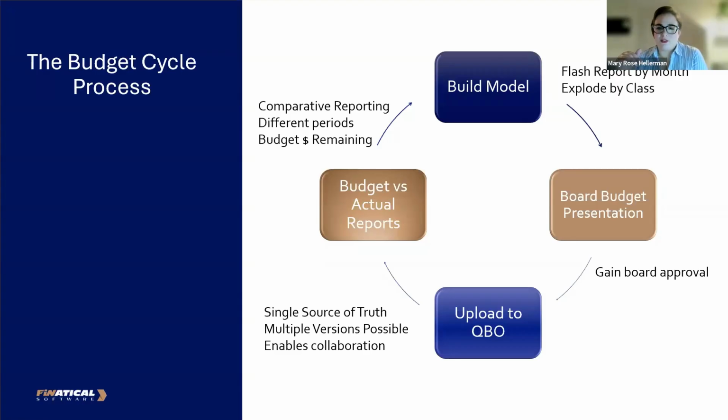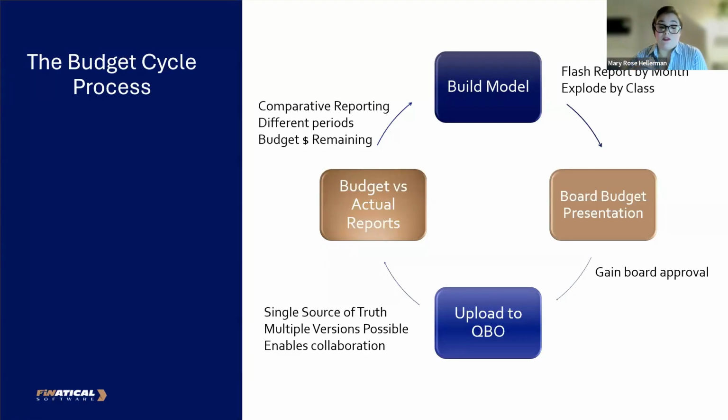So then once you've got your model built, you will do a board budget presentation to get budget approval. Now, obviously, this can be an iterative process. You may be going back and forth a few times, going back to your model, making the changes that the board wants, taking it back to the board, etc. But eventually, you'll get board approval, and then you can upload it into QuickBooks Online. That way you can have multiple versions in there if you need them, but it's a single source of truth.